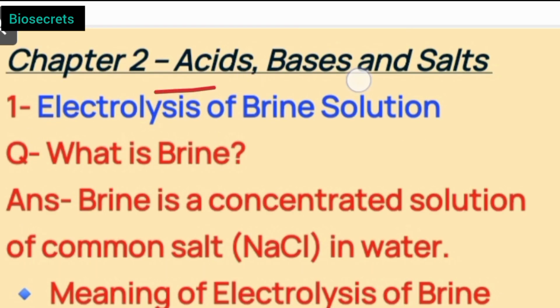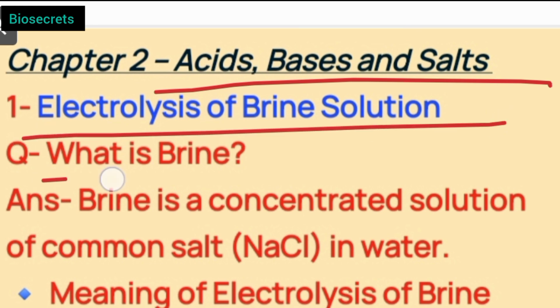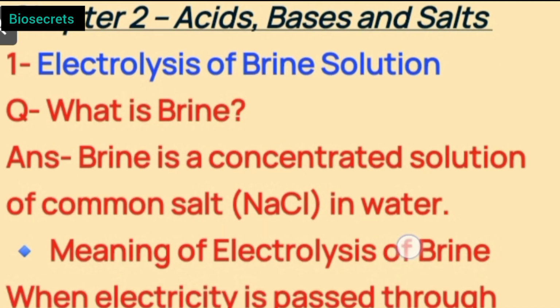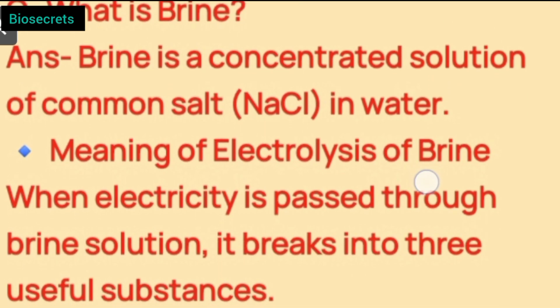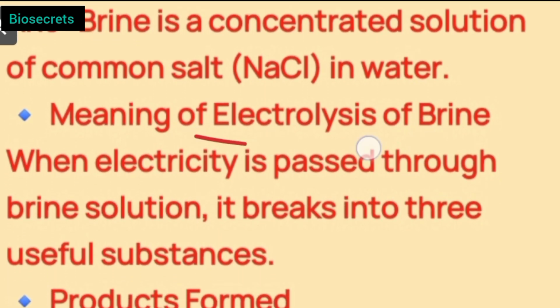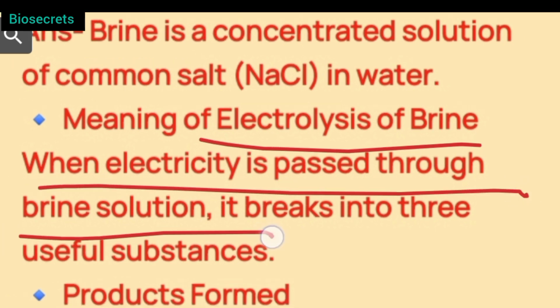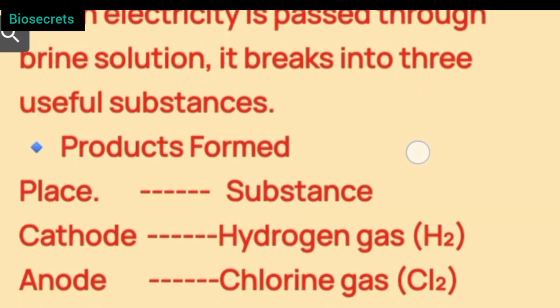Now see the next chapter number 2, acids, bases and salt. What is electrolysis of brine solution? First of all, we will discuss what is brine. So, brine is a concentrated solution of common salt, NaCl, in water. What is the meaning of electrolysis of brine? When electricity is passed through brine solution, it breaks into three useful substances.